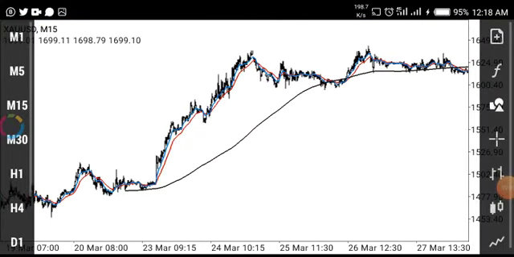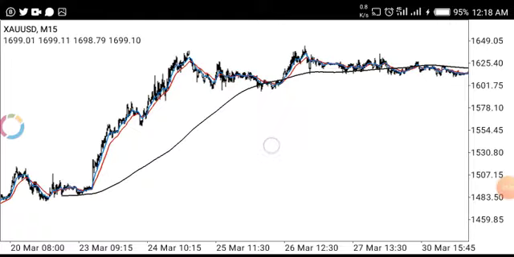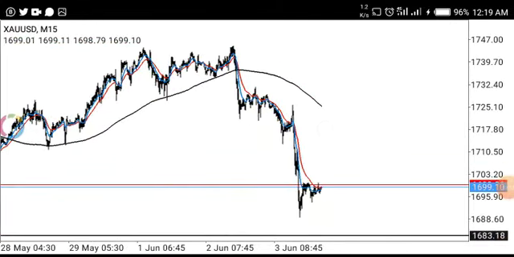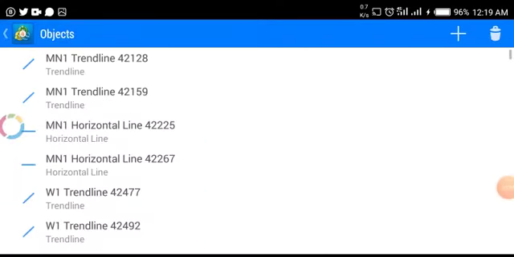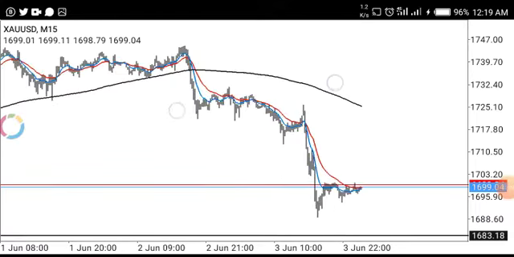Then there's another one you will be adding, that is 9, also exponential moving average, applied to close, and the color will be blue, and that's what you have here. Then also your trend indicator, which is the black moving average, which will be 200 simple moving average, SMA. Now let me just go straight to the trigger point.